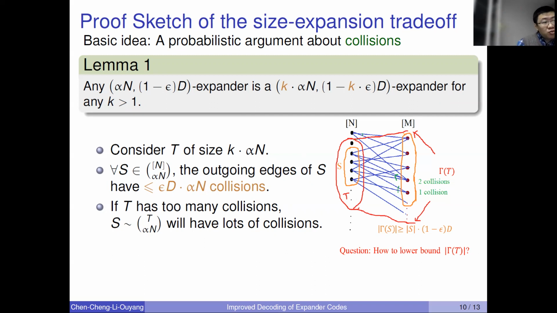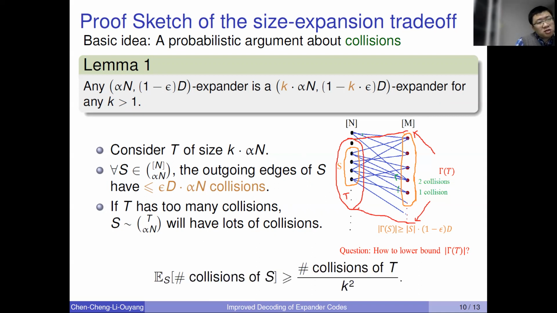has too many collisions, then a random subset will have lots of collisions, which gives a contradiction to the above fact. Okay, so the basic calculation will show that if we look at a random S in T of size alpha n, the number of collisions is at least the number of collisions of T divided by K squared, because S is a subset of basically 1 over K of T.